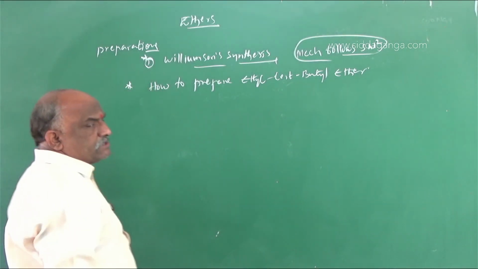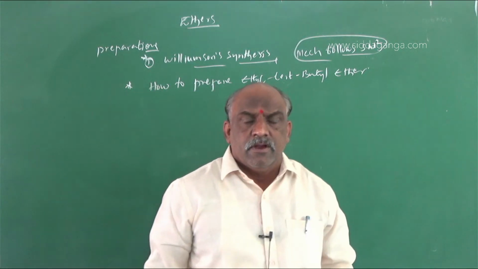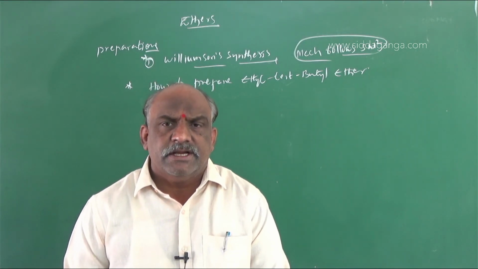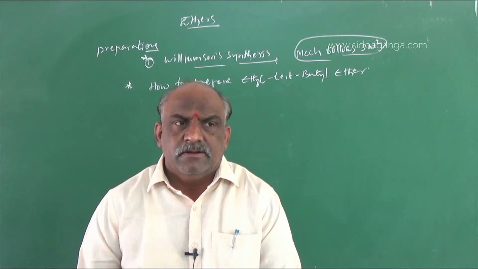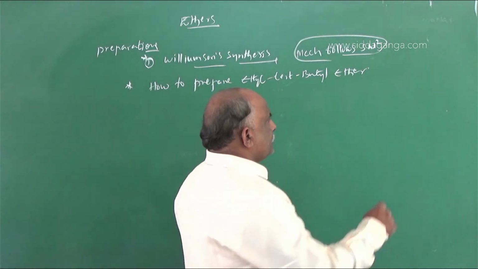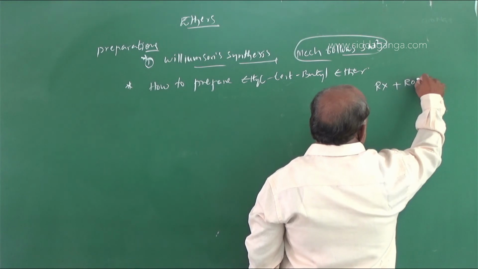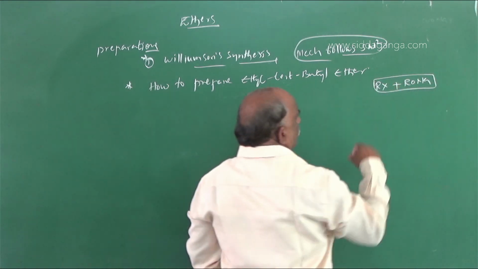We expect this type of question for the entrance exam. How to prepare ethyl tertiary butyl ether? So what is the condition? RX plus RONa. That point you should keep in your mind. One is RX, the second one is RONa. We require these two compounds.